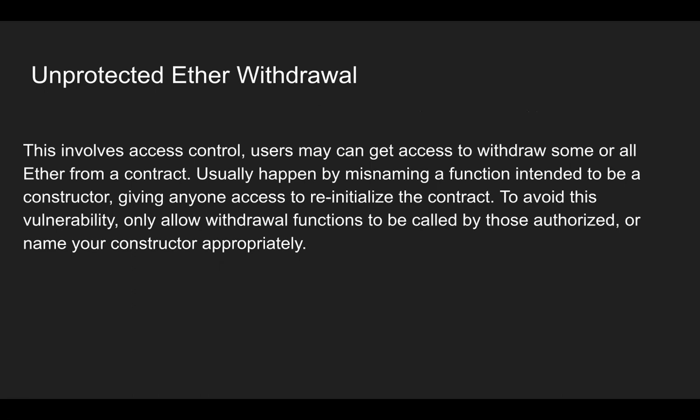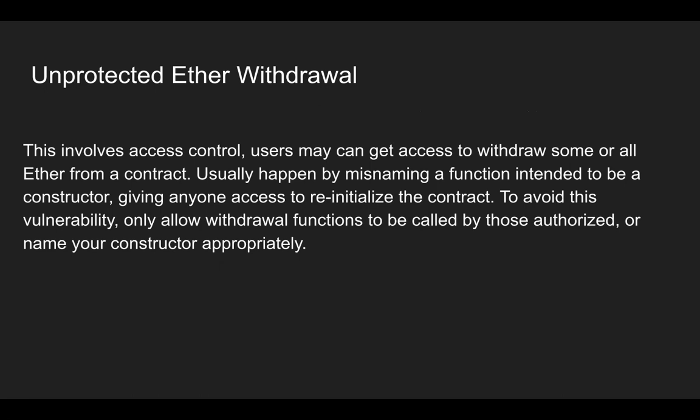This involves access control also. A user may get access to withdraw some or all ether from a contract. This usually happens by misnaming a function intended to be a constructor, or giving anyone access to reinitialize the contract. To avoid this vulnerability, only allow the withdrawal function to be called by those authorized, or name your constructor appropriately.